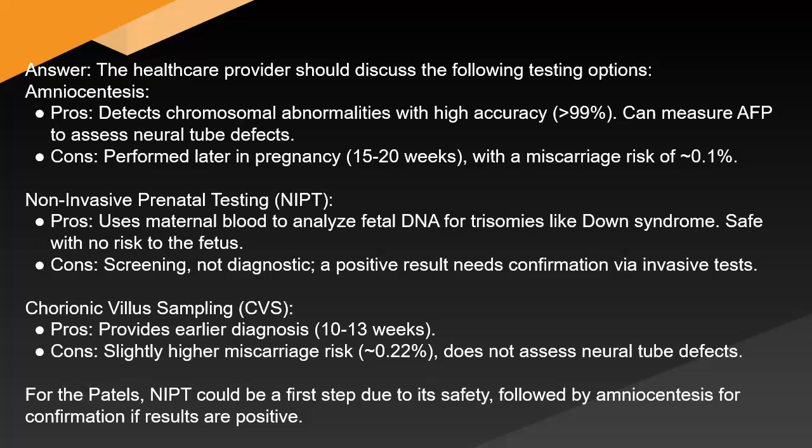Non-invasive prenatal testing, NIPT. Pros: uses maternal blood to analyze fetal DNA for trisomies like Down syndrome. Safe with no risk to the fetus. Cons: screening, not diagnostic. A positive result needs confirmation via invasive tests. Chorionic villus sampling, CVS. Pros: provides earlier diagnosis, 10–13 weeks. Cons: slightly higher miscarriage risk, 0.22%, does not assess neural tube defects. For the Patels, NIPT could be a first step due to its safety, followed by amniocentesis for confirmation if results are positive.